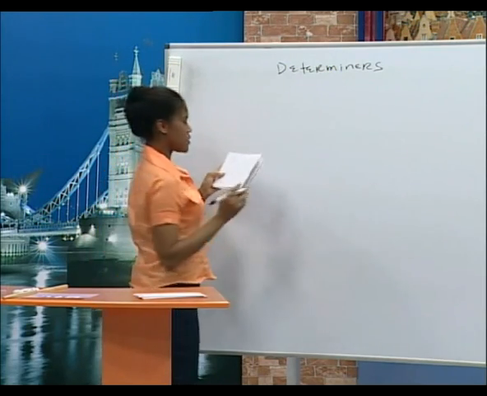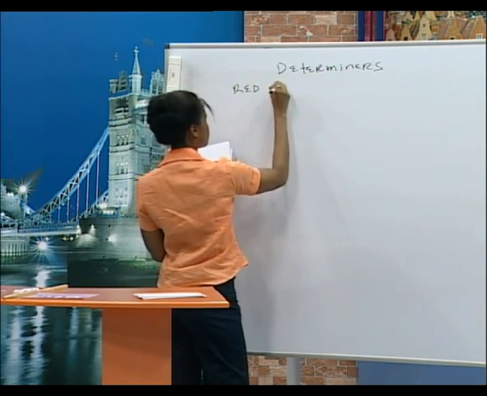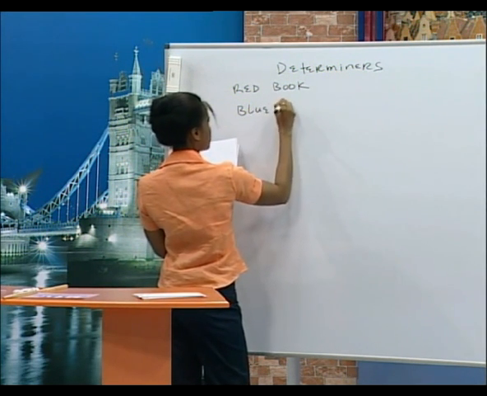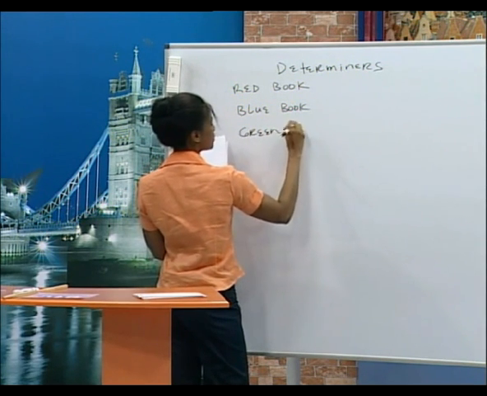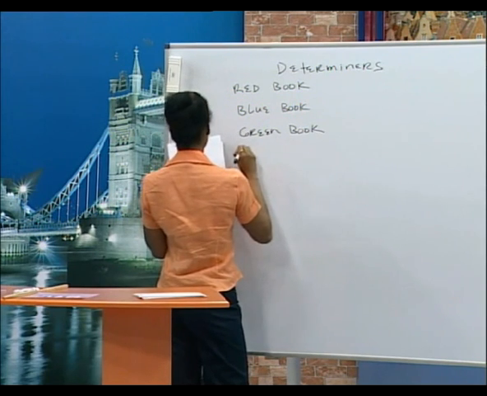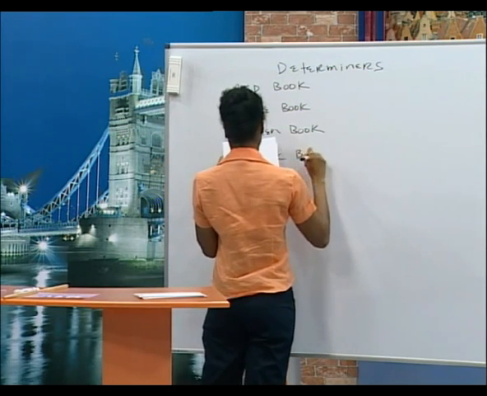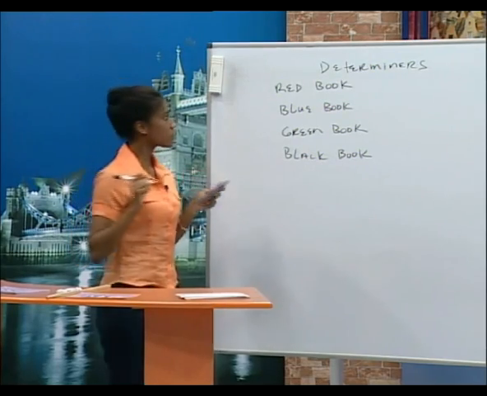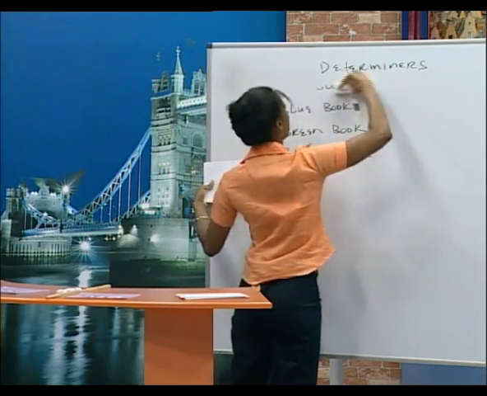There are four books on the table. Okay, we have a red book, a blue book, a green book, and the other is a black book. Okay, take one book, Linda. Okay, I took the red book. Red book, okay. Okay. Take it away.